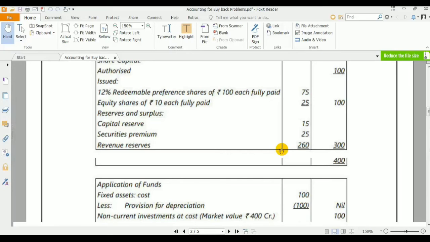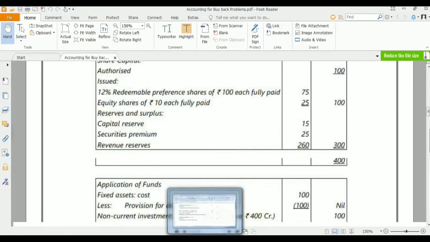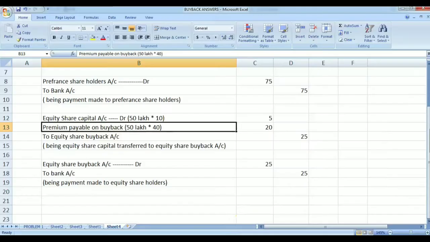We are having reserves and surplus of 300 crores. Of that, 15 crores are capital reserve, 25 crores are securities premium account, and 260 are revenue reserves. So from these reserves we need to transfer a certain amount to capital redemption reserve, and also we have made a lot of extra payment. We have given a lot of premium to the equity shareholders.